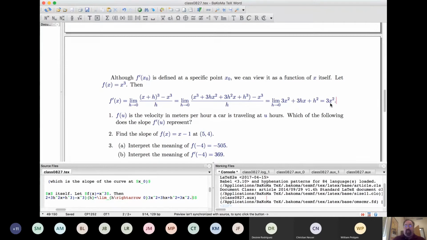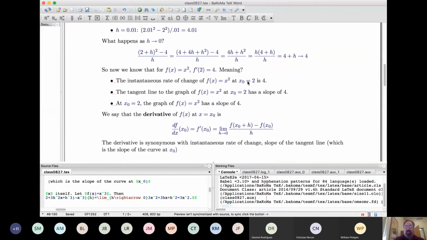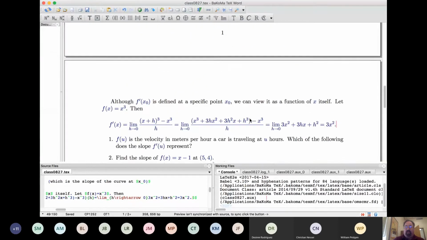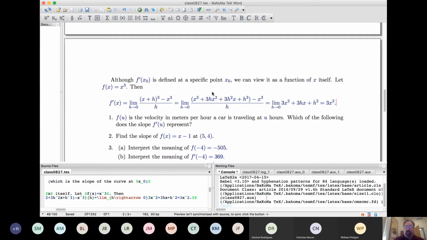So we no longer have to plug in a specific point and work this out. We can work with whole functions at a time. So if I want the slope of x cubed at, say, x equal 5, I get this, and then I go ahead and plug in x equal 5. I don't have to plug it in back here.